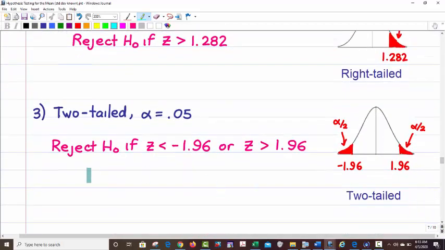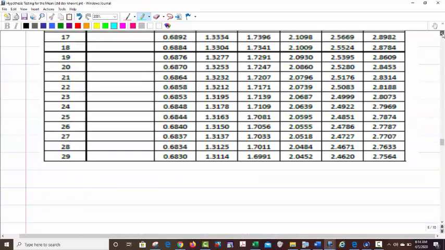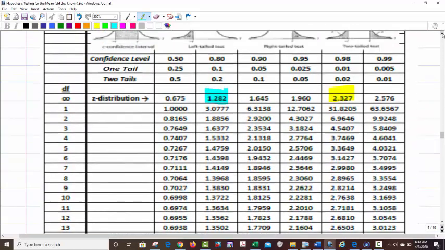Now two-tailed, 0.05. Two-tailed is always going to be written like this. You're going to reject the H0 if z is less than some negative value, or if z is greater than some positive value. And they'll be the same value, it's just the first one will be negative and the second one will be positive. So all we have to do is go look at the chart, two-tailed 0.05. Of course, it's only going to show one number there, but we just have to know that that's going to represent both a plus and a minus.